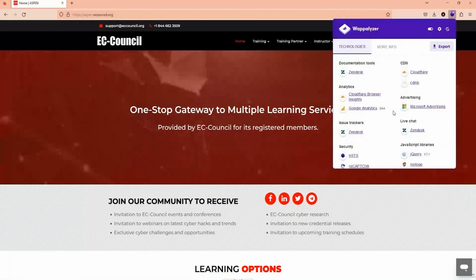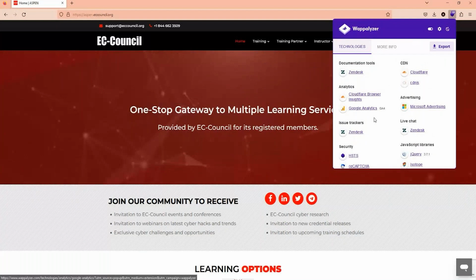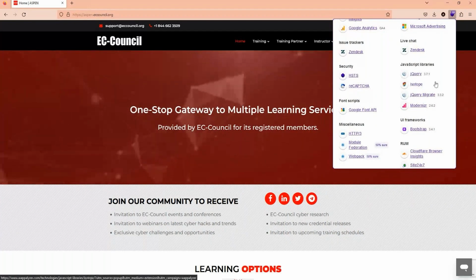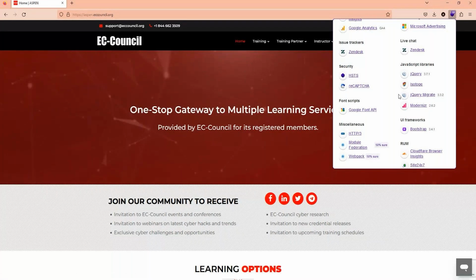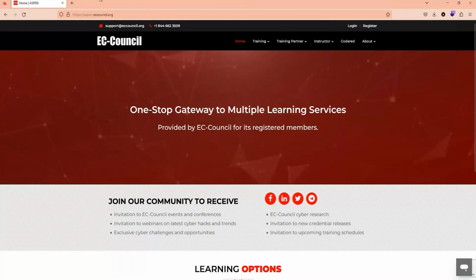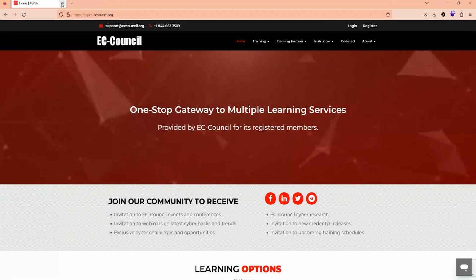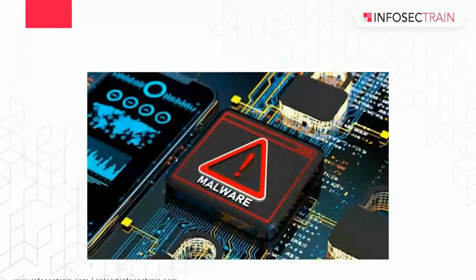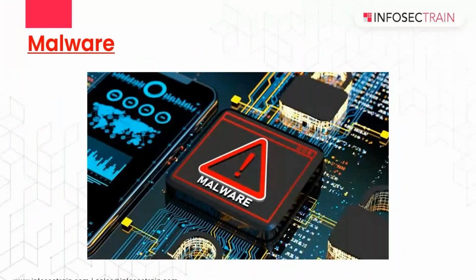Now, let's say you get to know the version of some website. Here you can see jQuery 3.7.1, Modernizr 2.6.2, Bootstrap 3.4.1. So you can find out the exploits for them over the internet and see if they are exploitable or not. Those are known as reconnaissance attacks. Now, the next thing which we have is malware.